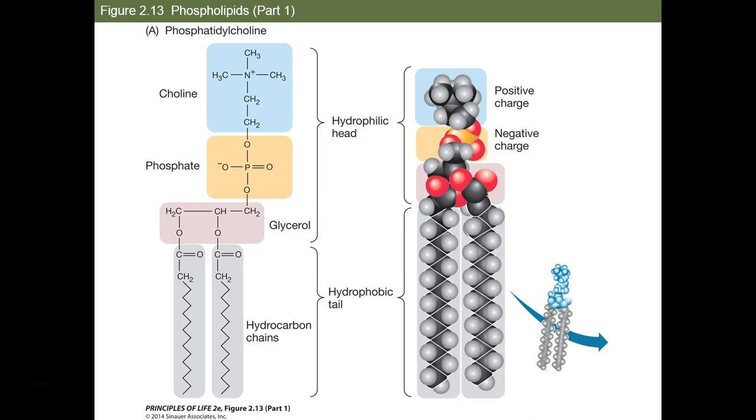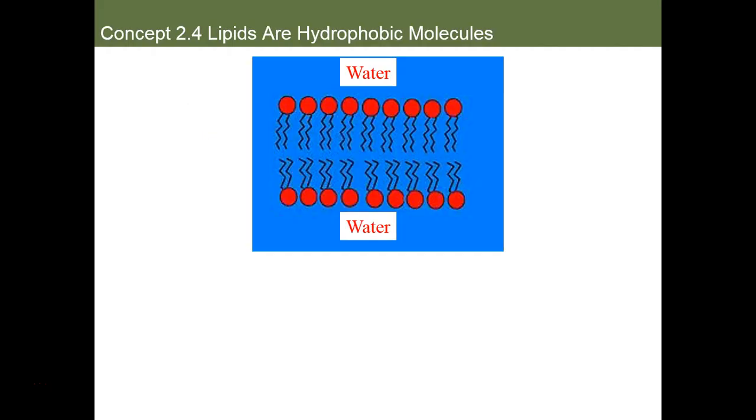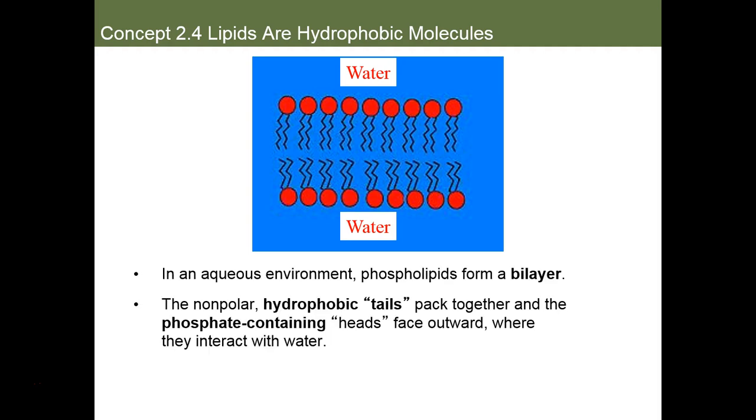Here is a structural diagram of a phospholipid. Notice the phosphate group on the top, which is the hydrophilic end, and two fatty acids, which is the hydrophobic end. Within an aqueous environment, phospholipids will form a bilayer. The nonpolar hydrophobic tails pack together inward towards each other. The hydrophilic phosphate-containing heads face outward towards the water. Cell membranes have this type of phospholipid bilayer structure.